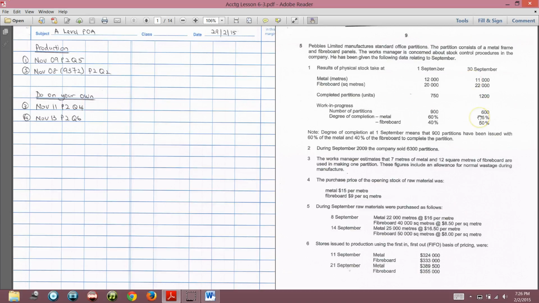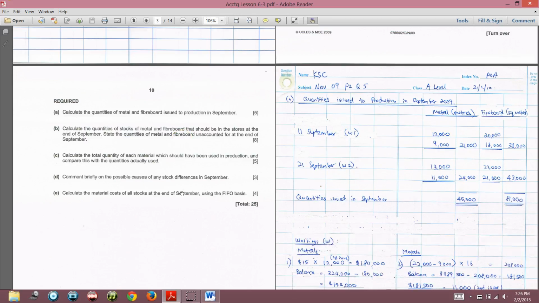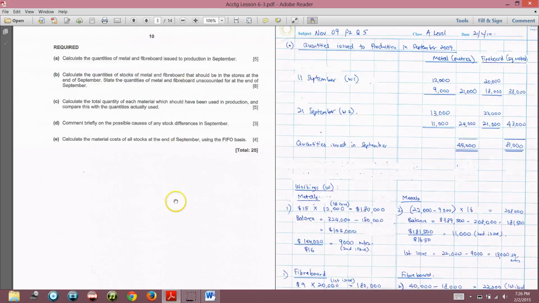So now the boss is asking the accountant, calculate the quantity of metal and fiber board that should be in the store at the end of September, because I want to know if my store manager is honest. Did he steal any of my stock, or did he misappropriate any of my stock? State the quantity of metal and fiber board unaccounted for at the end of September. So he's asking, is any of my metal or fiber board stolen, or something like that? Okay, so now we have an idea what the question is asking.